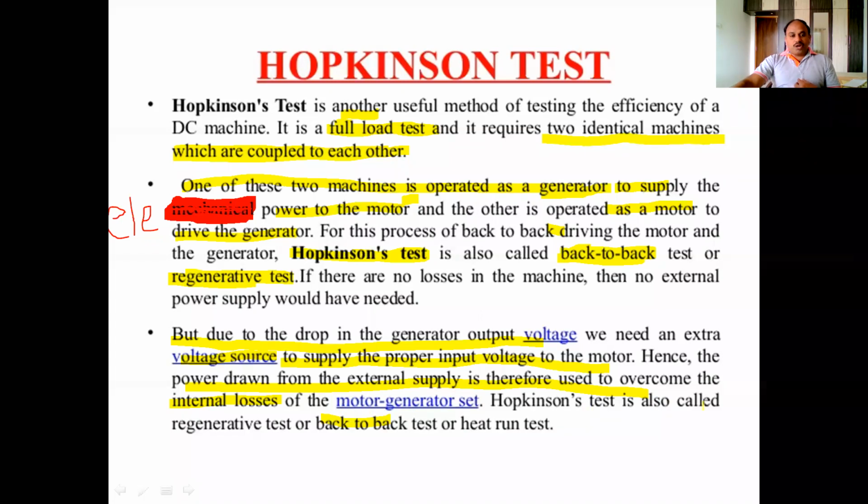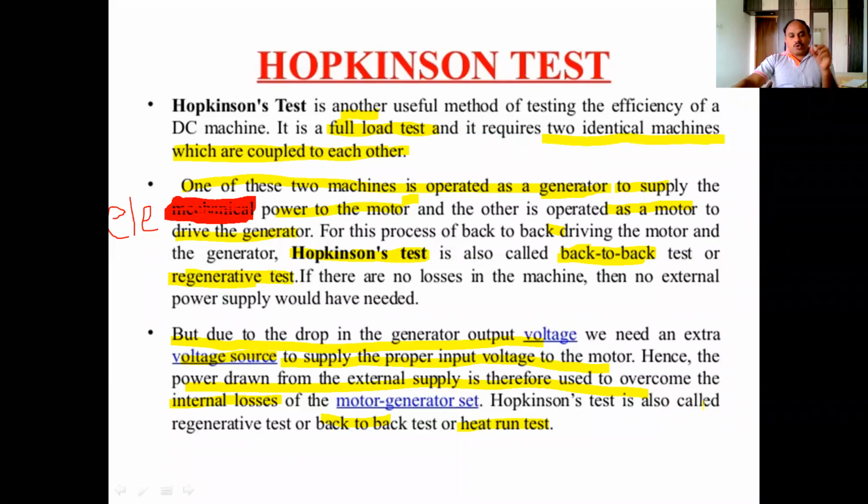Hopkinson test is also called regenerative test or back-to-back test, or another name is heat run test. Total four names: Hopkinson test, back-to-back test, regenerative test, or heat run test. That means the test is conducted continuously for half an hour or 15 minutes or 1 hour. That test is called heat run test.